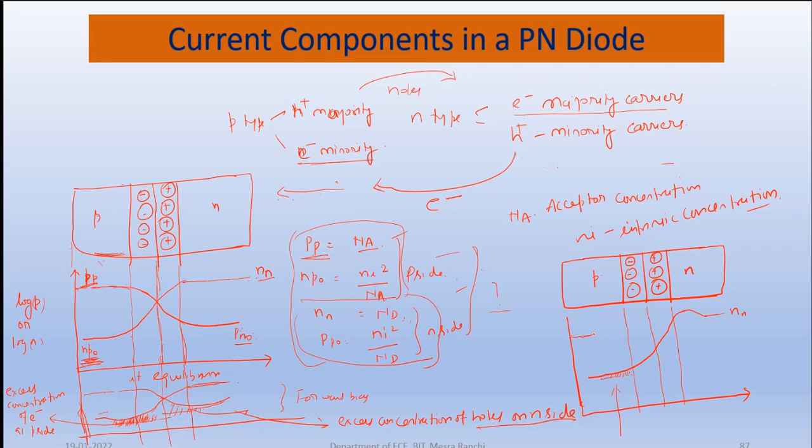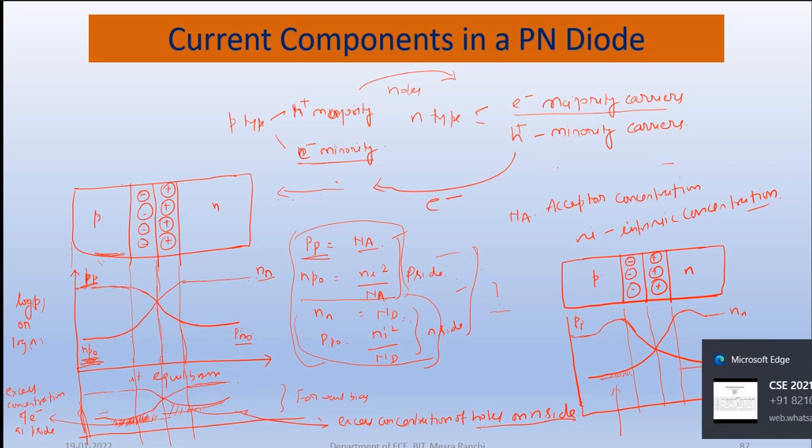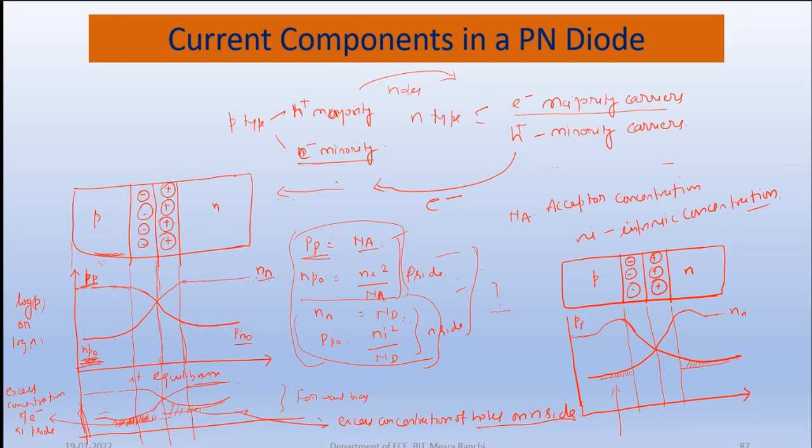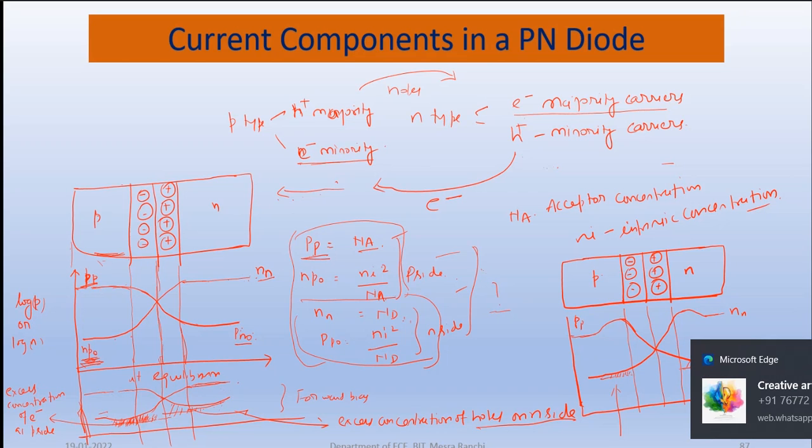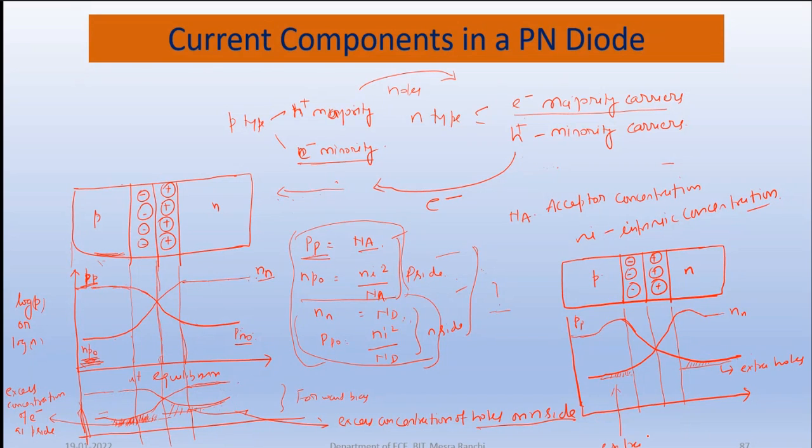Similarly, because of the bias applied, there will be a rise in the holes concentration at the n side. So this is p p, right? So this excess of holes, will it happen or not, tell me. So these are extra holes at the n side. These are extra electrons at the p side, right?